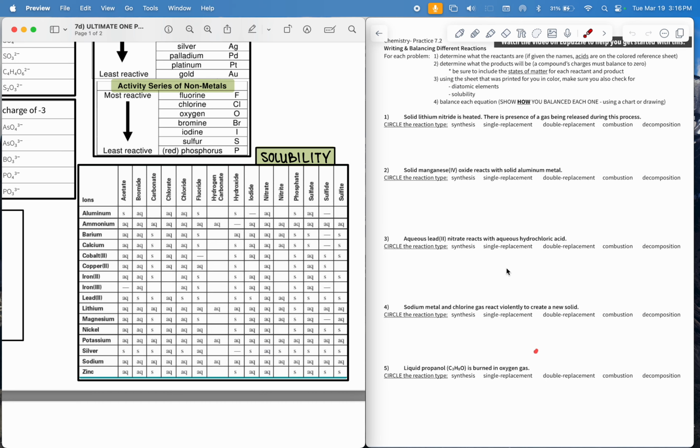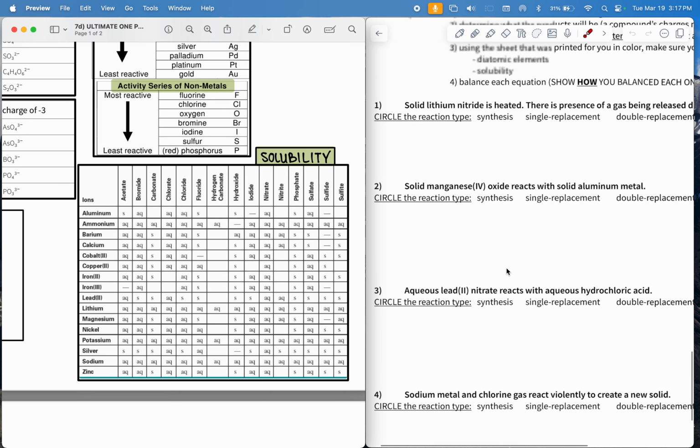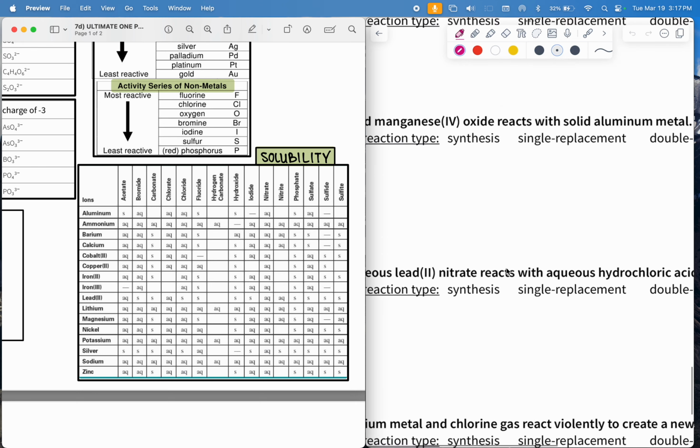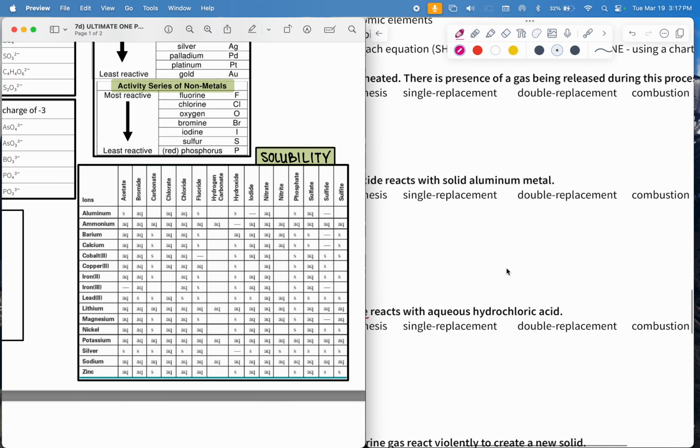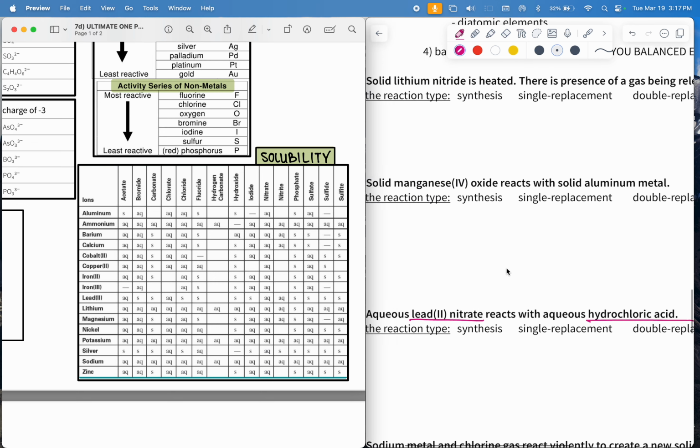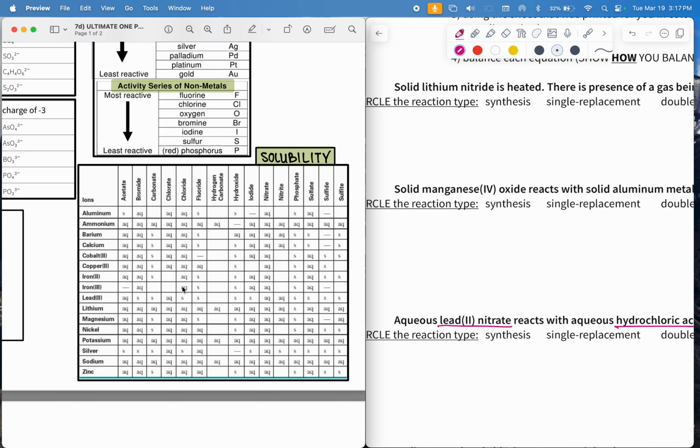I want to start with number 3 because that's the one that's most different from what we've been looking at. We are told that we have aqueous lead 2 nitrate, and it's reacting with aqueous hydrochloric acid. So I'm thinking in my head, okay, acid, I'm going to need to check that one pager for that information.